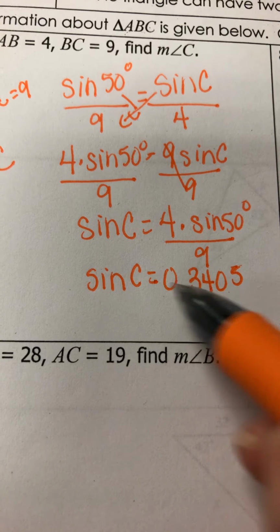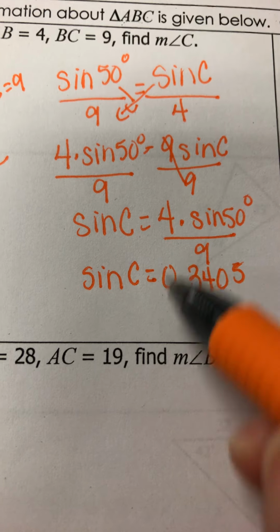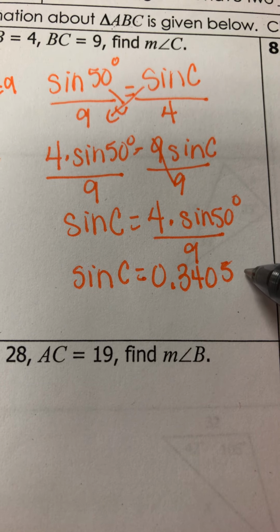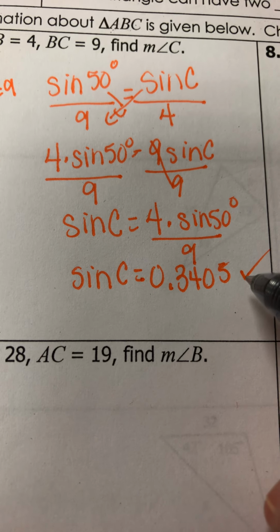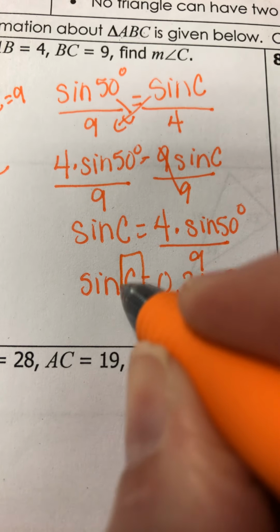Okay, so this is the sine of angle C, but we don't want to know the sine of angle C. We just divided this out to make sure it was in between -1 and 1. Since it is, that tells me that I have a triangle. Okay, so now I'm actually going to find angle C.